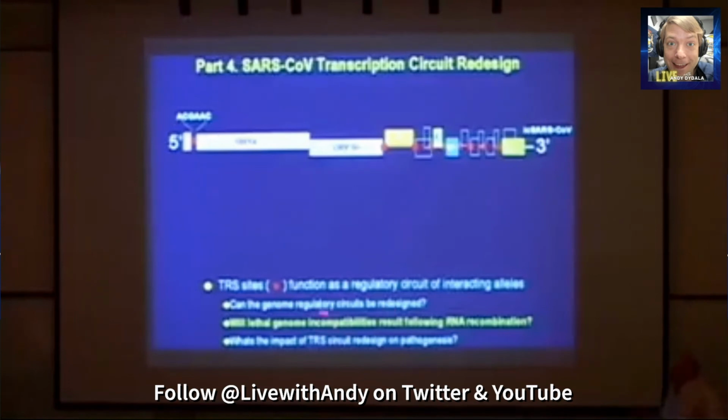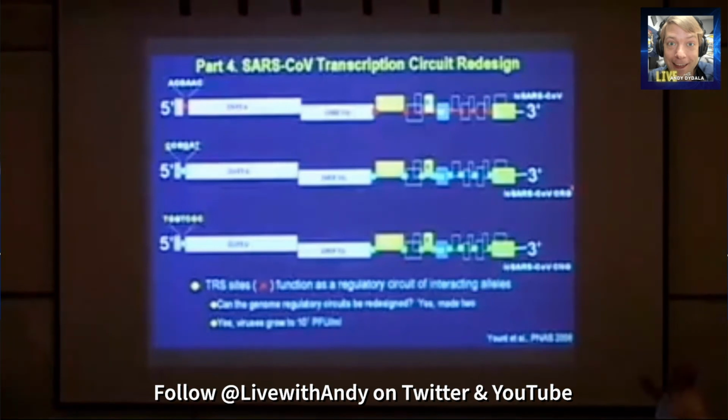Can we change the regulatory circuits? Can we redesign them? If we redesign them, will it act as a genetic trap that will cause lethal genome incompatibilities following recombination? And what's the impact of the new circuits on pathogenesis? So we made 2 viruses called here CRG and CNG. In the case of the CRG virus, we took this red box element virus and converted it to a blue box element virus by introducing 3 changes at each of these positions. We also made a green box virus that had a completely different TRS regulatory element at each of these locations.